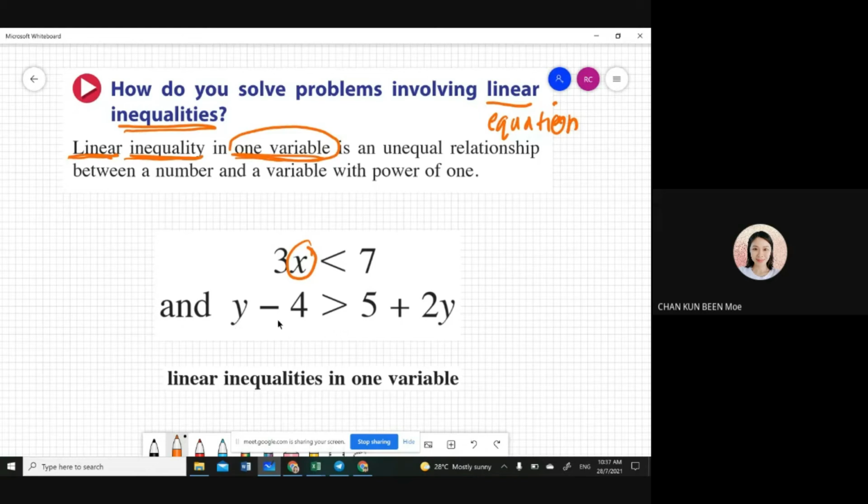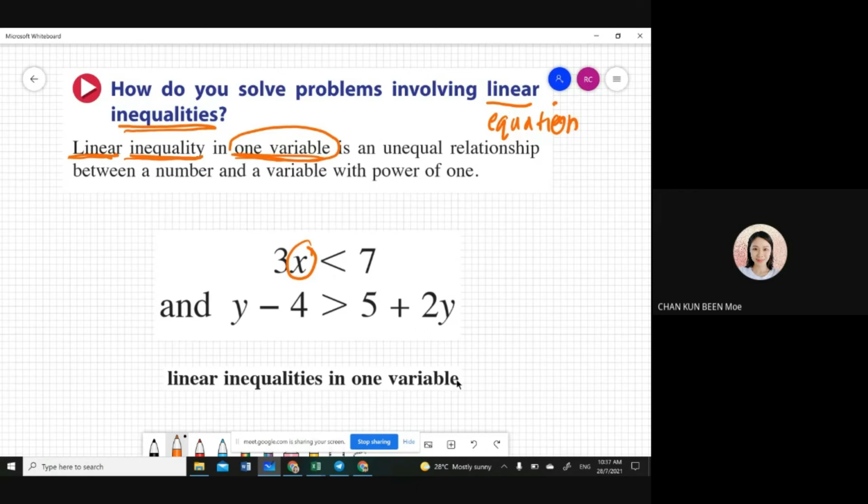And y minus 4 is greater than 5 plus 2y. This is also a linear inequality because the power of y is 1. It only has one variable, which is y. Although both sides have the variable, you are going to group them together at one side later on. Usually we group them on the left. So we call these two linear inequalities in one variable: linear because of the power of 1, inequality because of the symbol.